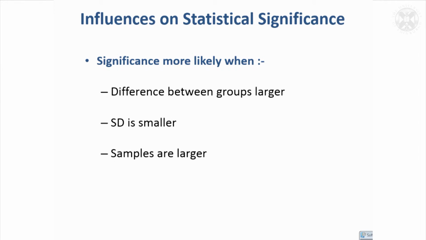So what are the influences on statistical significance? It's more likely when the difference is big, of course. If you've got a big difference between the groups, as we had between those case curves and the normal curves, then you're more likely to have significance. If you've got a smaller variability in the data, then it's easier to show statistical significance.